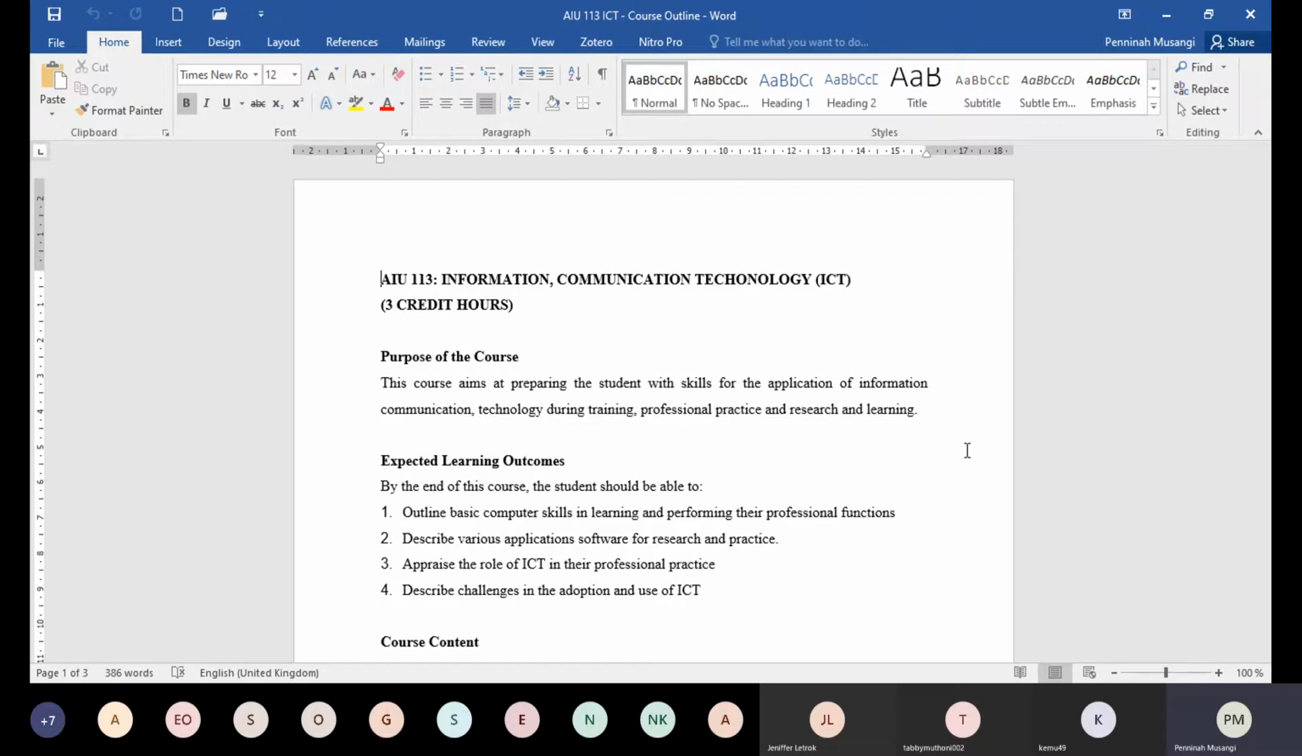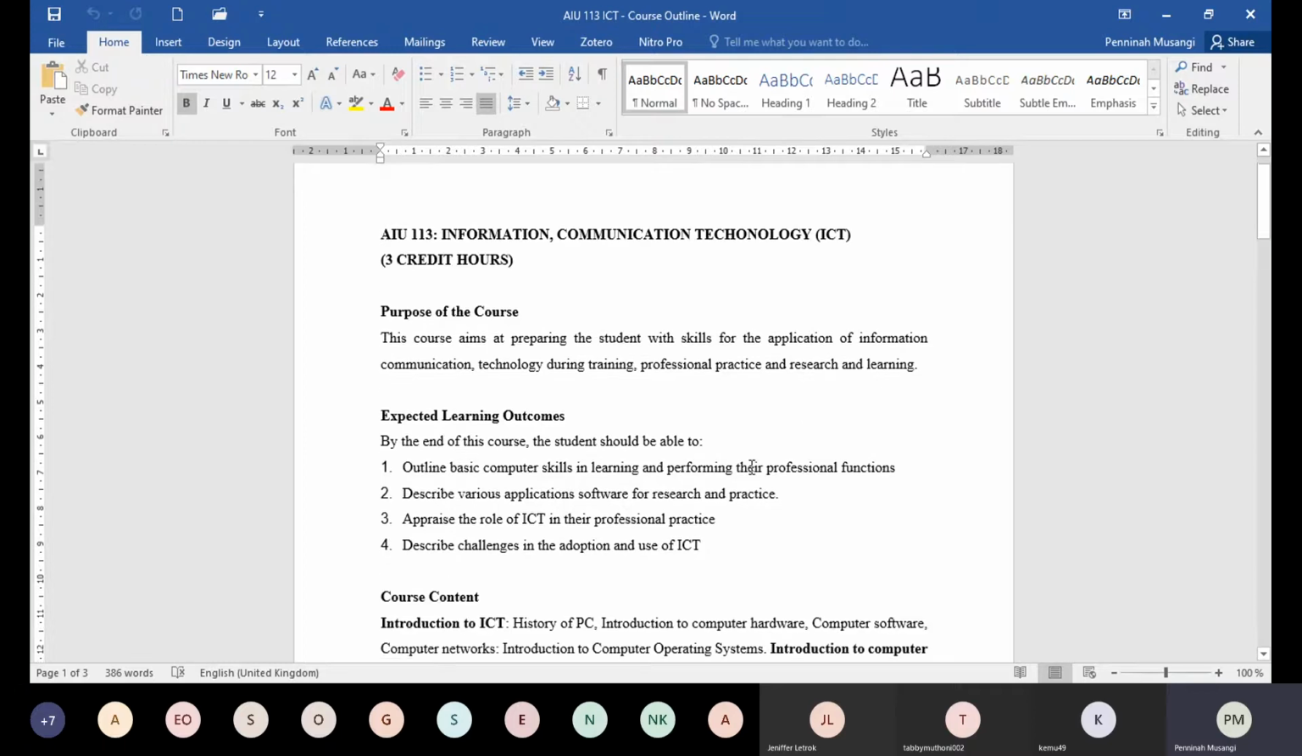And then research and learning, that you are supposed to carry out research. Research can be for personal development. It can be for academic work. So as you carry out research and as you learn, you are supposed to be using ICT. So we need to prepare you with those skills to apply those technologies in those areas.